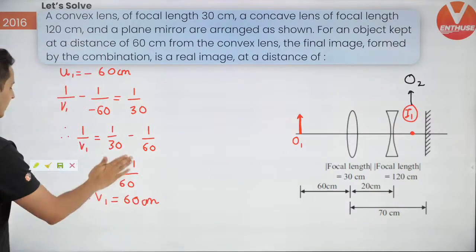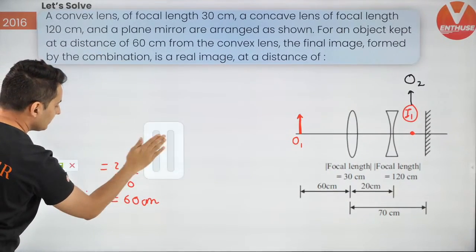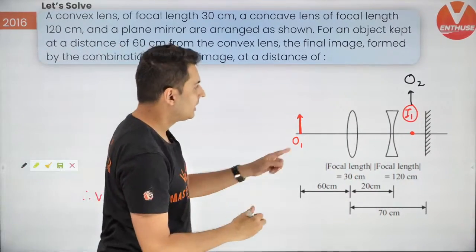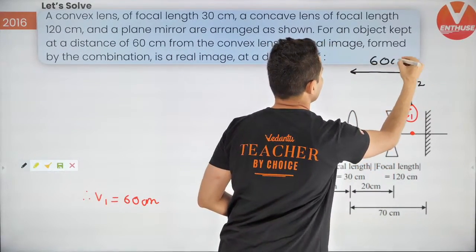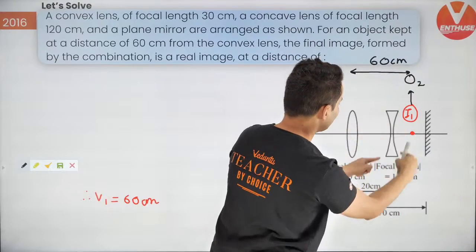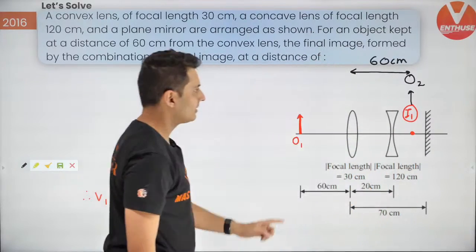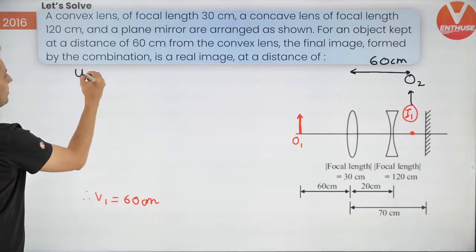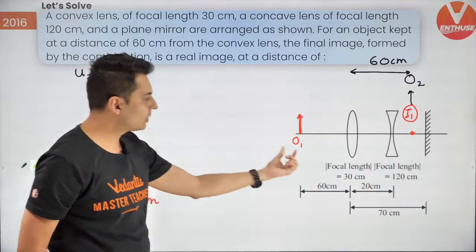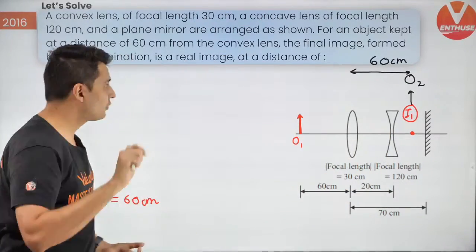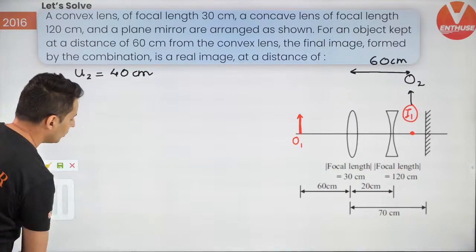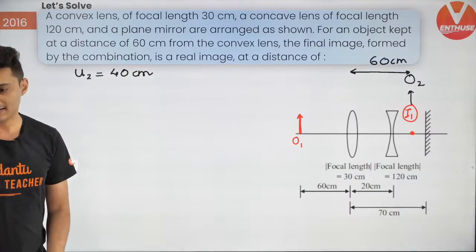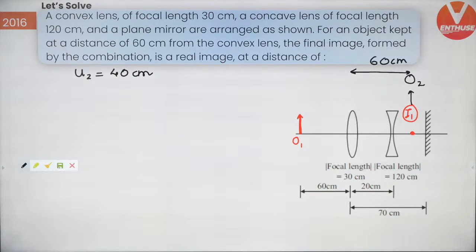But before that, think about it. If this much distance is 60 centimeters for the first lens, how much will that distance be for this lens? The object distance is 60 minus 20, that is 40. So that should be 40 centimeters. I hope this is clear.